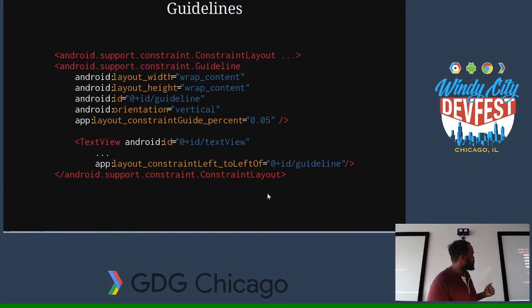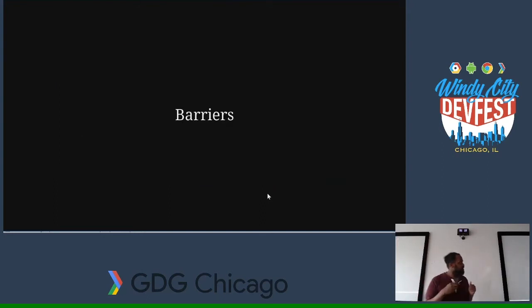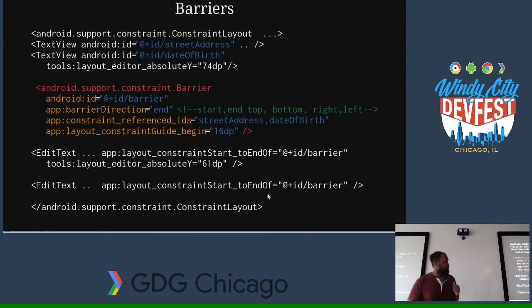Oh, that's not for that one, that's for barriers. So the next one are barriers. Now these work sort of like guidelines, but they are more focused towards internationalization.